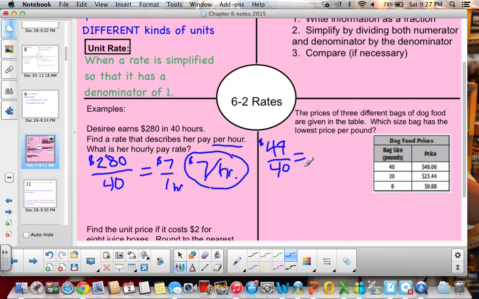And we get 1 point, because we're talking about money, I'm going to round it to the nearest hundredth. So $1.23 for 1 pound. Then we have $23.44 for 20 pounds. So we take 23.44, we divide it by 20, and we get $1.17.